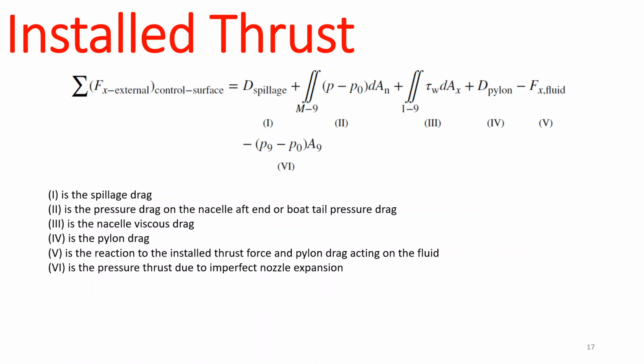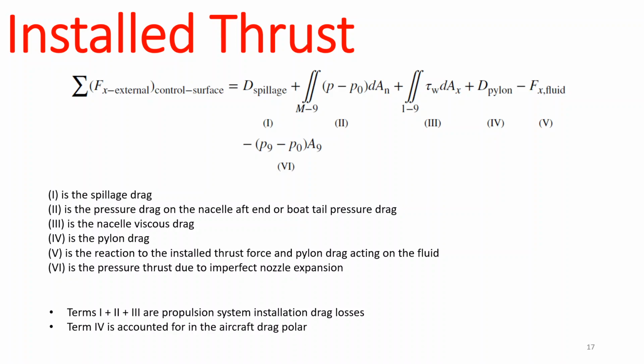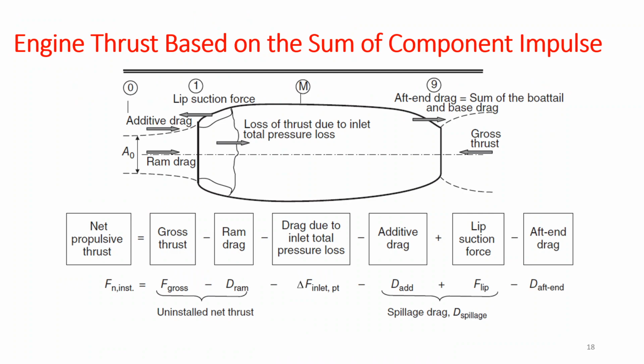Part 6, right, is the pressure thrust due to the imperfect nozzle expansion, which we already have seen. Terms 1, 2, and 3 are the propulsion system installation drag losses. Term 4 is going to be accounted for in the aircraft drag polar, and terms 5 and 6 combined with all of the other terms essentially produce the uninstalled thrust.